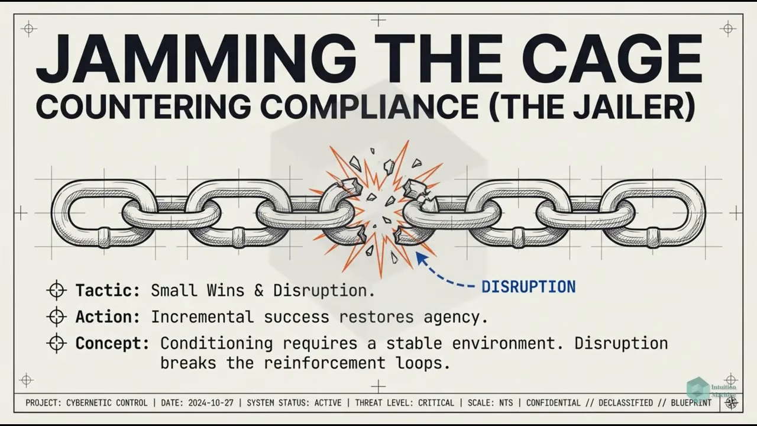Jamming strategy 4, polarize deliberately. The system pretends to be a neutral moral order. Force it to show its hand. By polarizing the issue, you reveal who is protected and who is punished. Make the invisible enforcement visible. Jamming strategy 5, small wins. The system uses demoralization and inevitable victory to make you give up. Counter this with small, tangible victories. Incremental success restores your sense of agency and breaks the spell of helplessness.